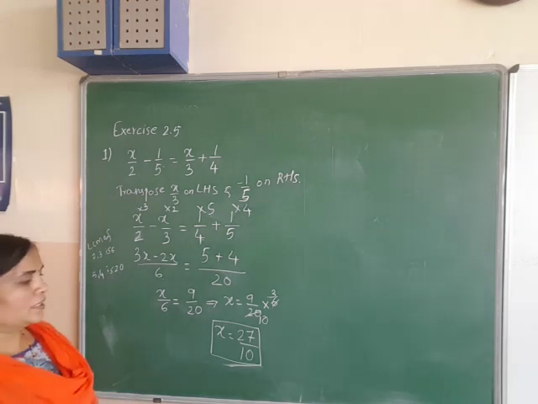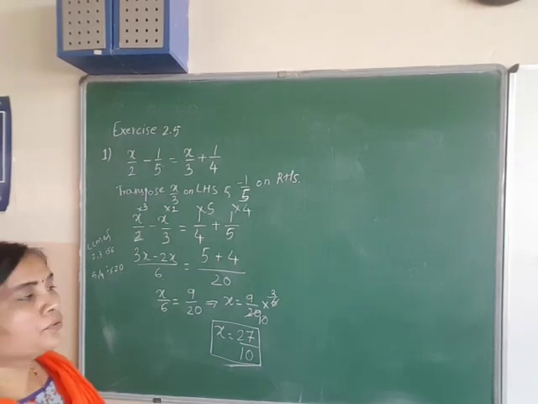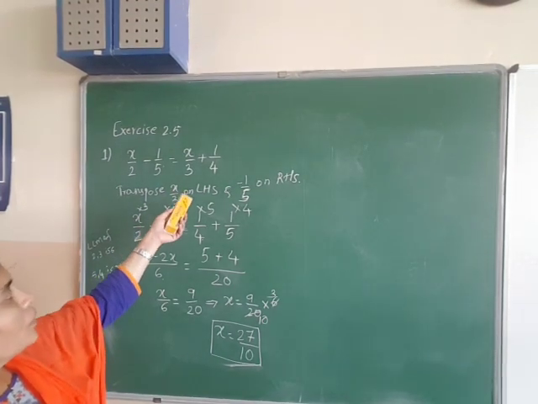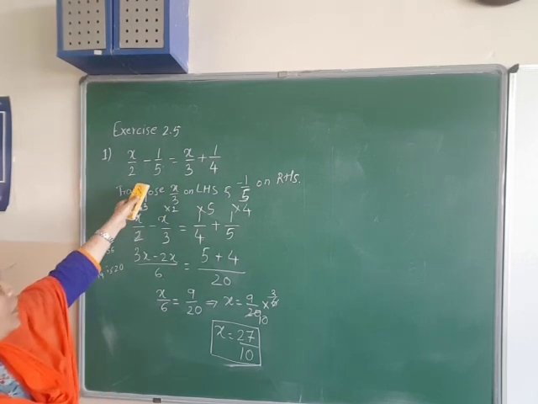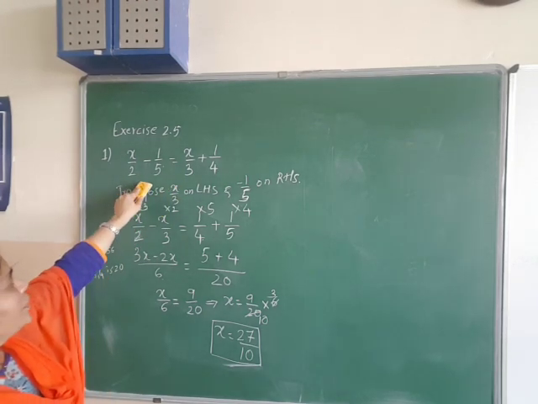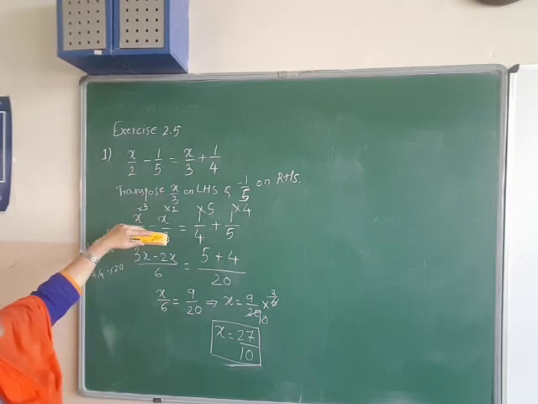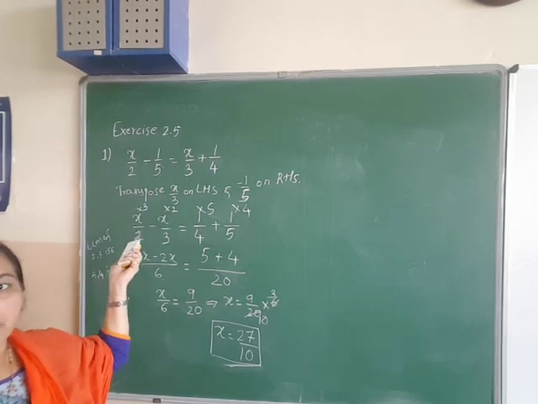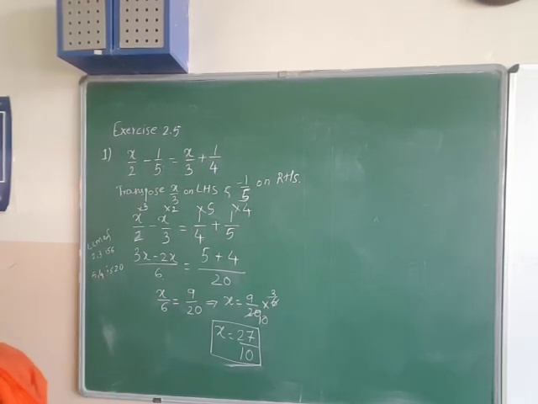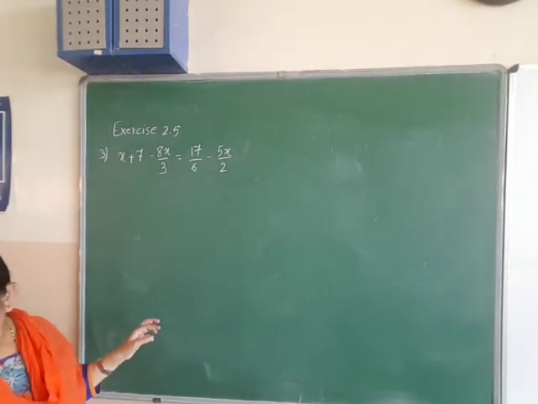Please do write this in your notebook. There are two methods you can use to solve. First, you can take the LCM on the right hand side and left hand side and equate the equation. Or I'll transpose variables to one side and the constants to the other side. The next question, the second one, you do as homework.